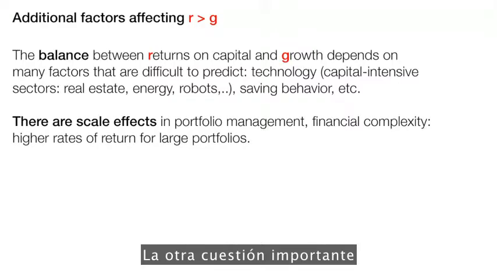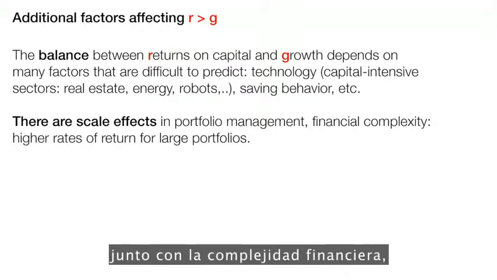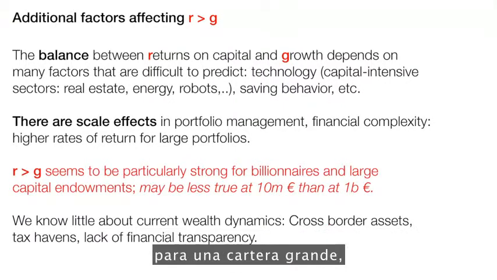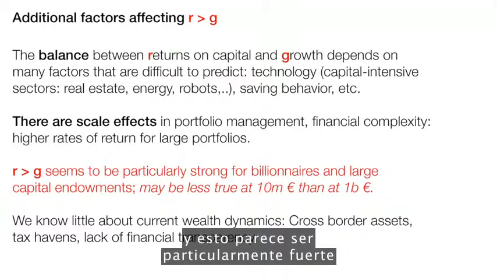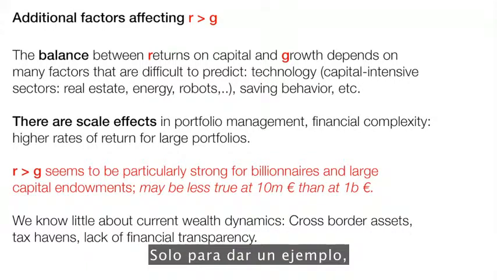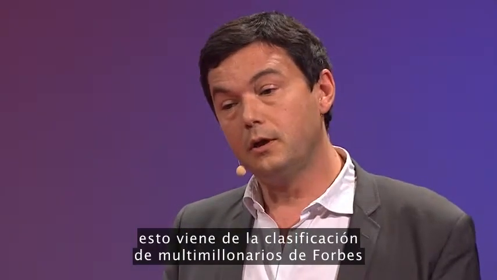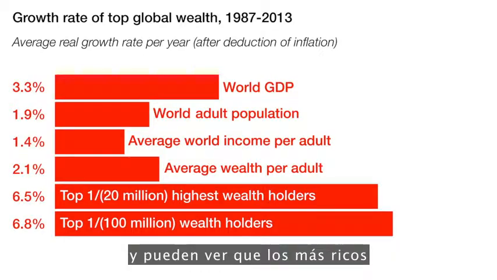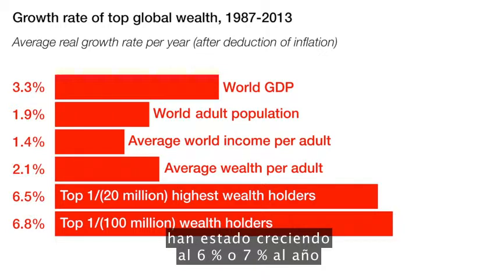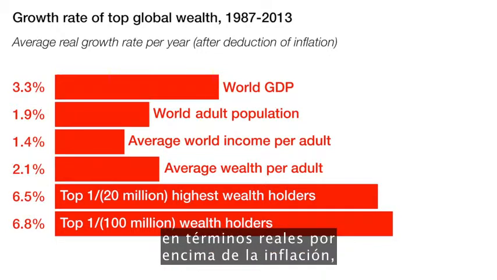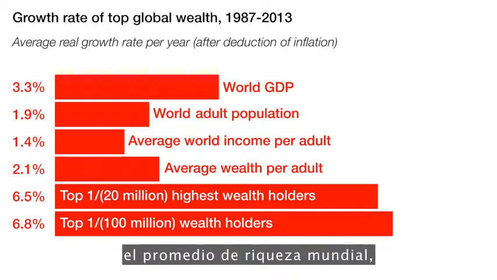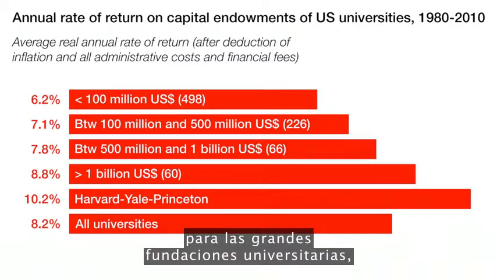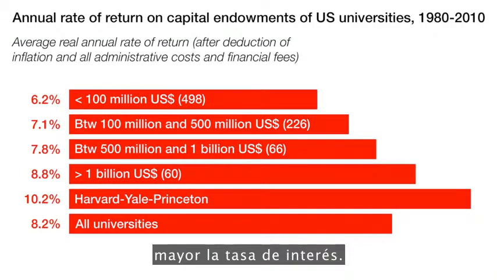The other important issue is that there are scale effects in portfolio management together with financial complexity, financial deregulation, that make it easier to get higher rates of return for large portfolios. And this seems to be particularly strong for billionaires, large capital endowments. Just to give you one example, this comes from the Forbes billionaire rankings over the 1987-2013 period, and you can see that very top wealth holders have been going up at 6-7% per year in real terms, above inflation, whereas average income in the world, average wealth in the world have increased only at 2% per year. Okay? And you find the same for large university endowments. The bigger the initial endowments, the bigger the rate of return.